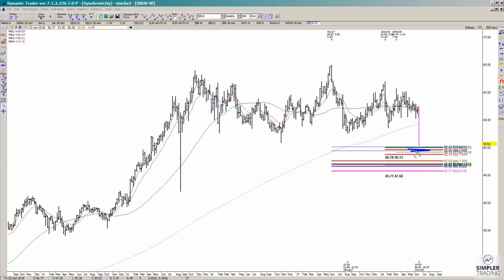So the way you make money with this work is setup plus trigger equals trade entry, and then you manage it. And this is the first area that I'm going to start stocking Starbucks.